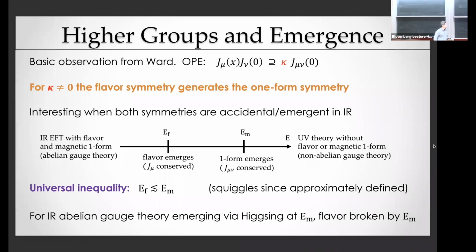That could, of course, happen. And then we can identify two scales. These are the scales in our effective field theory where, say, the one-form symmetry becomes an approximate symmetry below this scale, and here's a scale where the flavor symmetry becomes an approximate symmetry. And because of this operator product expansion, we get an inequality here. Once the flavor symmetry has emerged, the one-form symmetry must already be there because we can make it by colliding two currents.